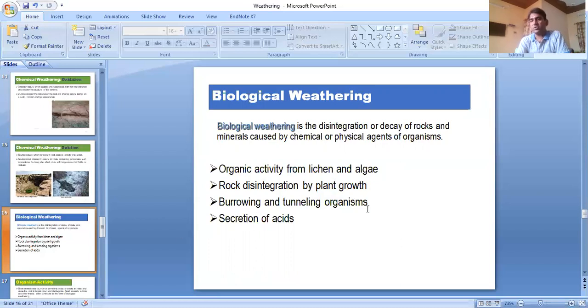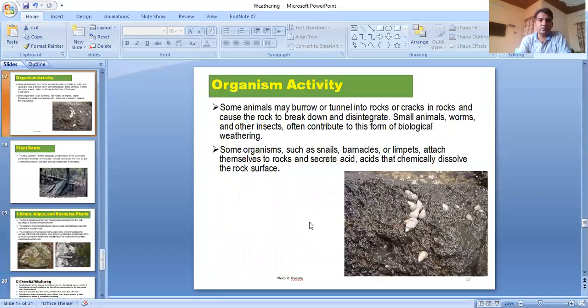I'll go one by one. Burrowing and tunneling organisms: the animals which burrow or dig into the rocks are also involved in biological weathering. Then secretion of acids, where they throw away their urine or secretion materials, which also breaks down the rocks. Some animals directly go inside, create a way, or dig or tunnel into the rocks. In this way, they create weathering on that rock. So the rocks are being weathered, dissolved, or disintegrated.